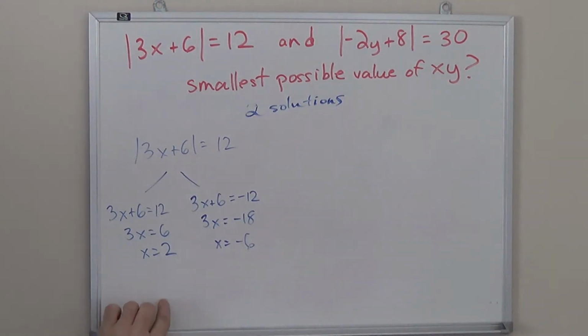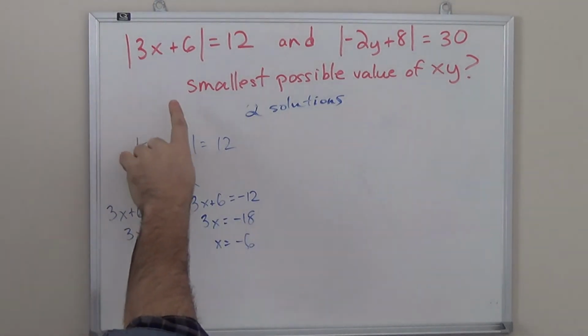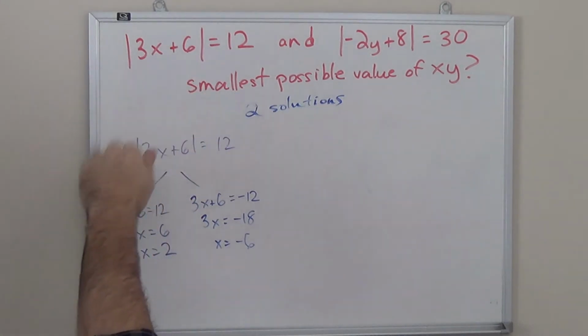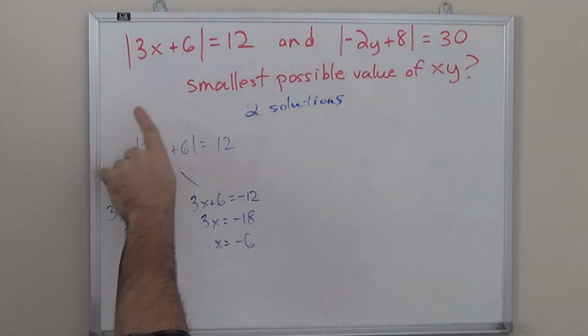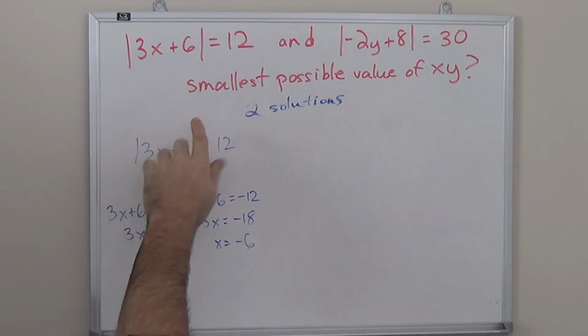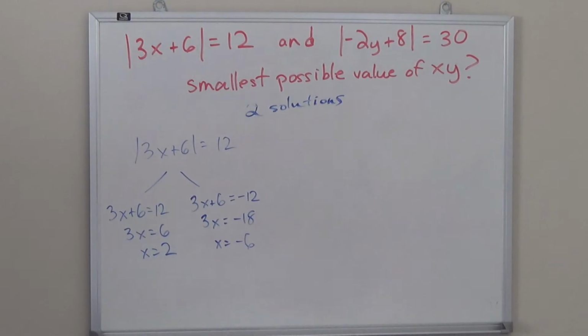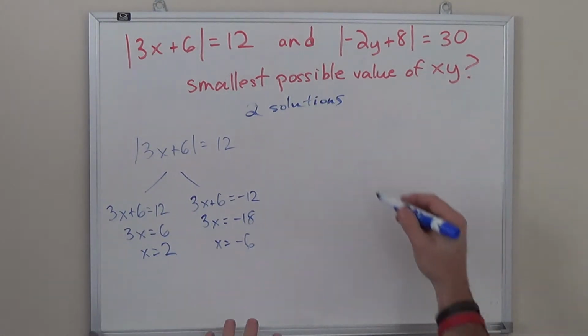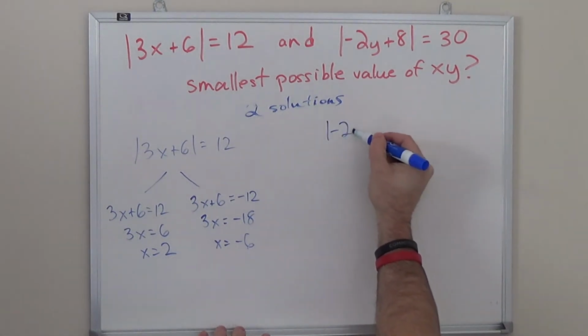Let's just see if those work. We'll plug them back in. 3 times 2 is 6, 6 more is 12, the absolute value of that is 12. 3 times negative 6 is negative 18, plus 6 is negative 12. The absolute value of that is 12. So that's that one. Now we go to the second one here.